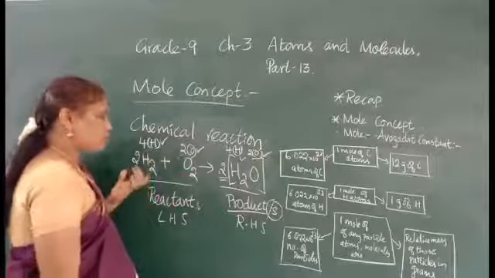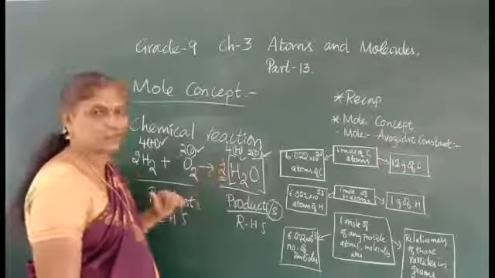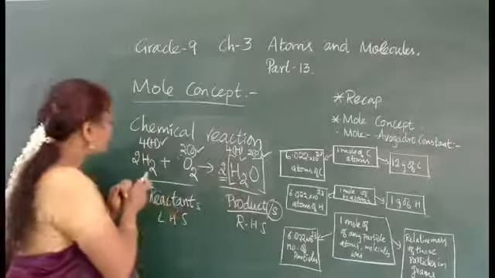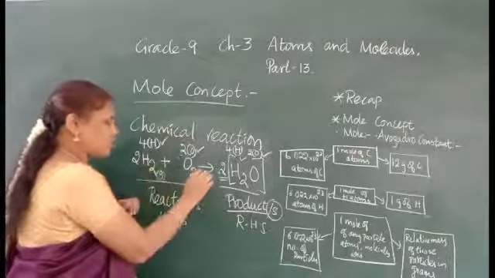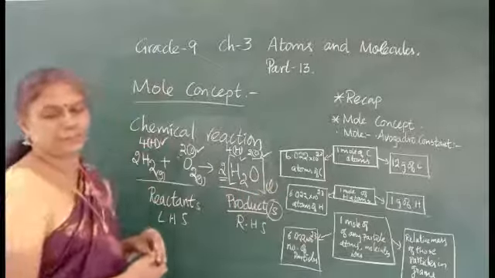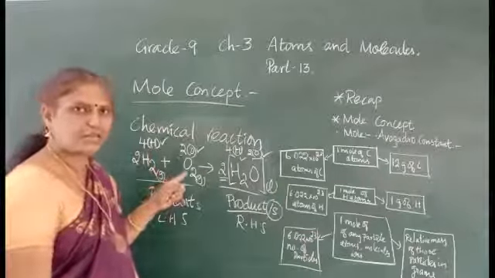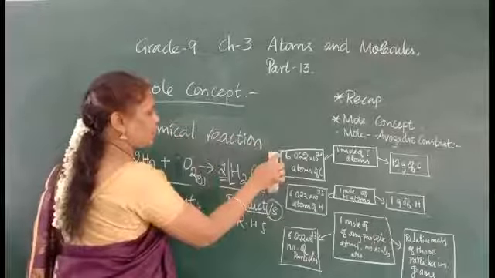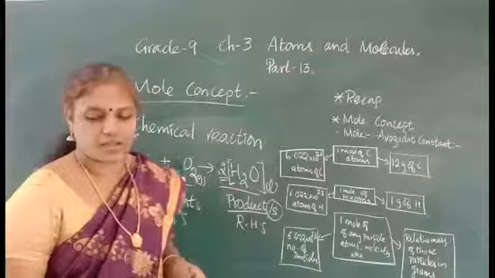Whatever atoms you take on the left side will be present on the right hand side also, but the reactant and product vary. Here the reactants are hydrogen gas and oxygen gas. It gives a liquid, water. Now it is easy to count how many atoms are here. Is it so? Yes. In the same way you can find the molecular mass.